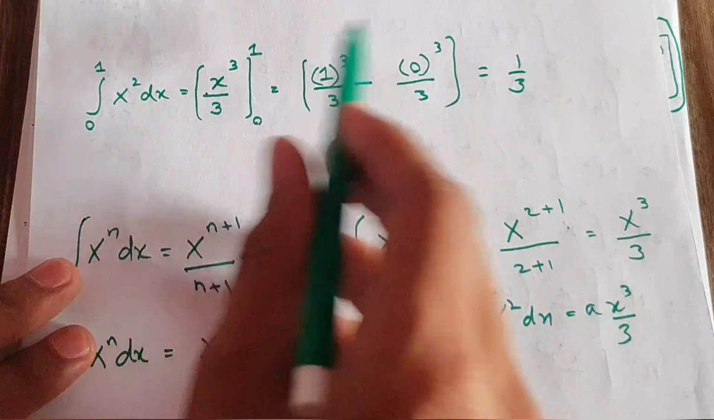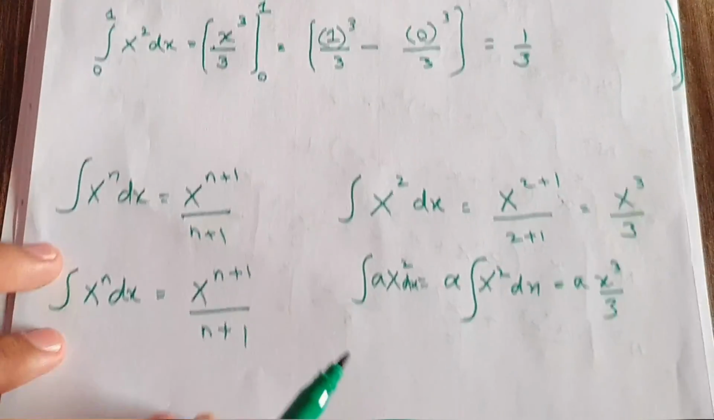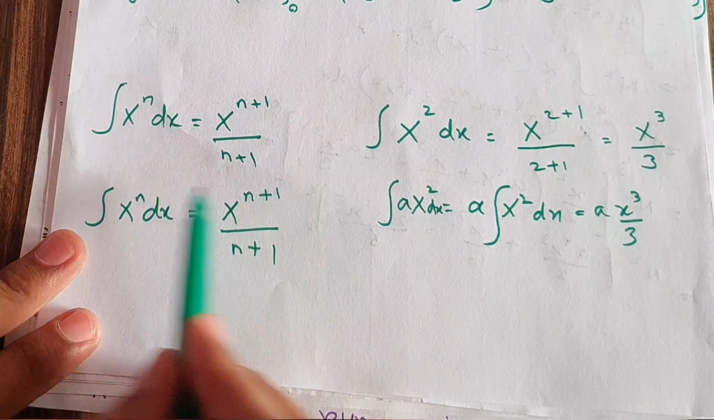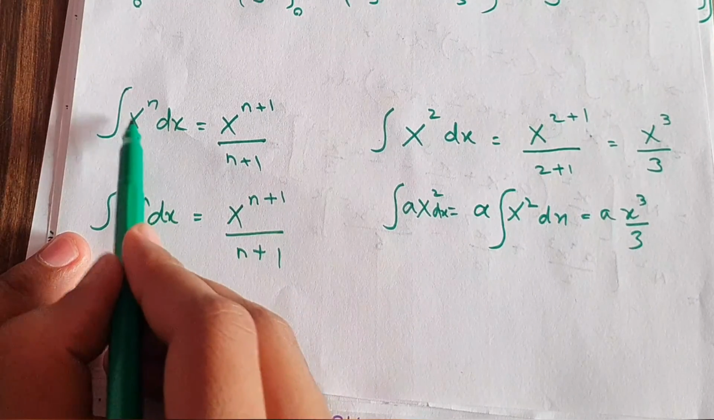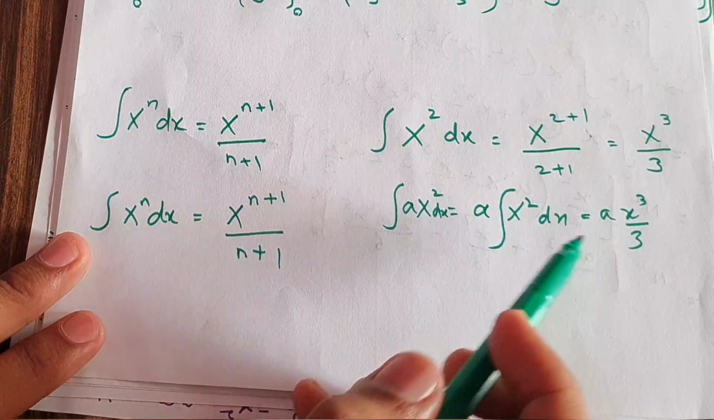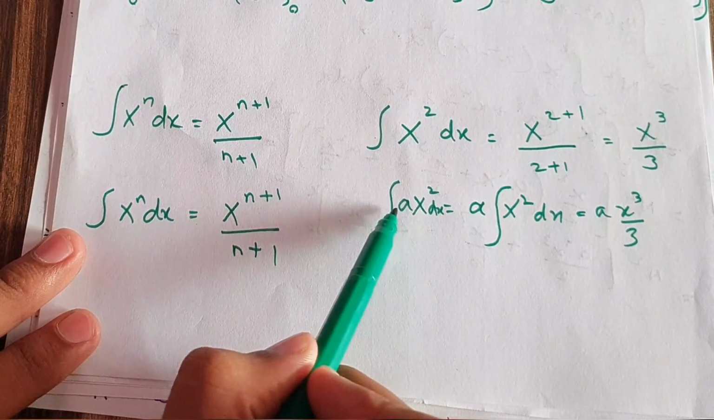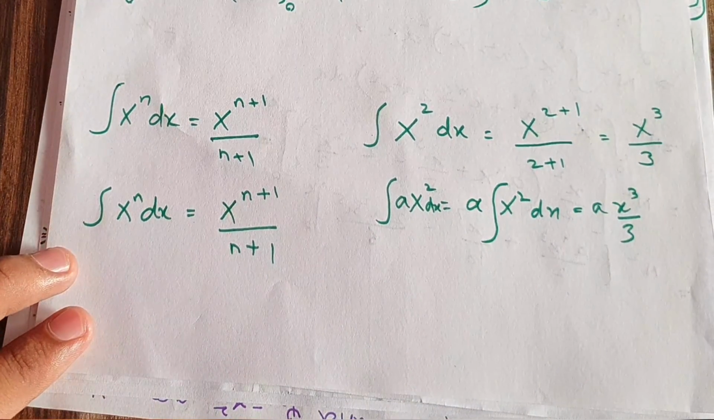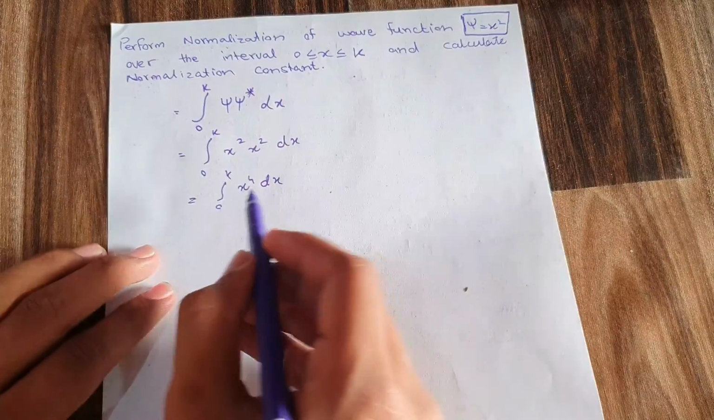So this is the method of solving an integration with a limit, and this is the general method of solving x with power n. This is an example, and this is also an example in which I have a constant value, say a. Going back to our question, I have to take the integration of x to the power 4.